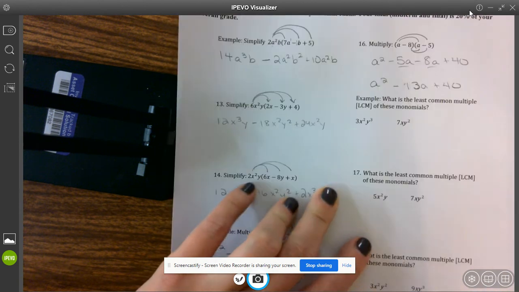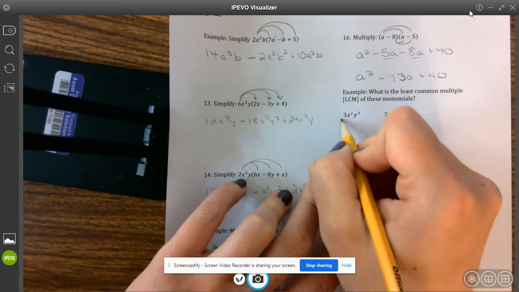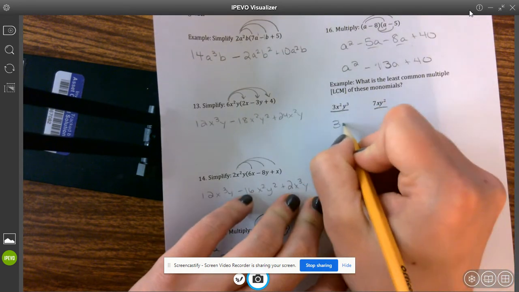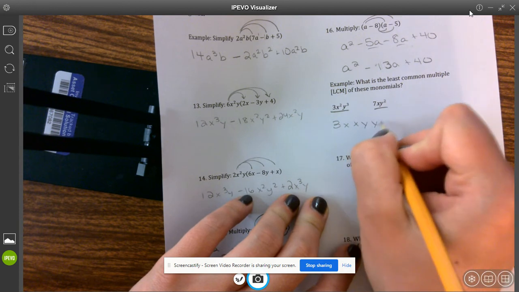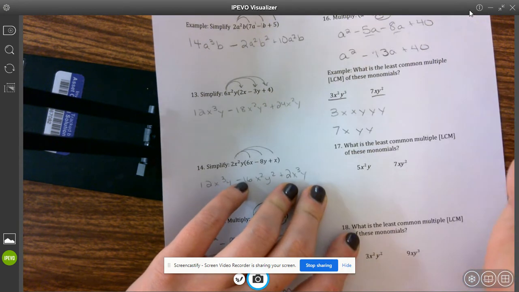Okay. What is the least common multiple of these monomials? Meaning, what is the smallest number that these two can go into, not what they have in common? So 3x squared y cubed is this, and 7xy squared is this.